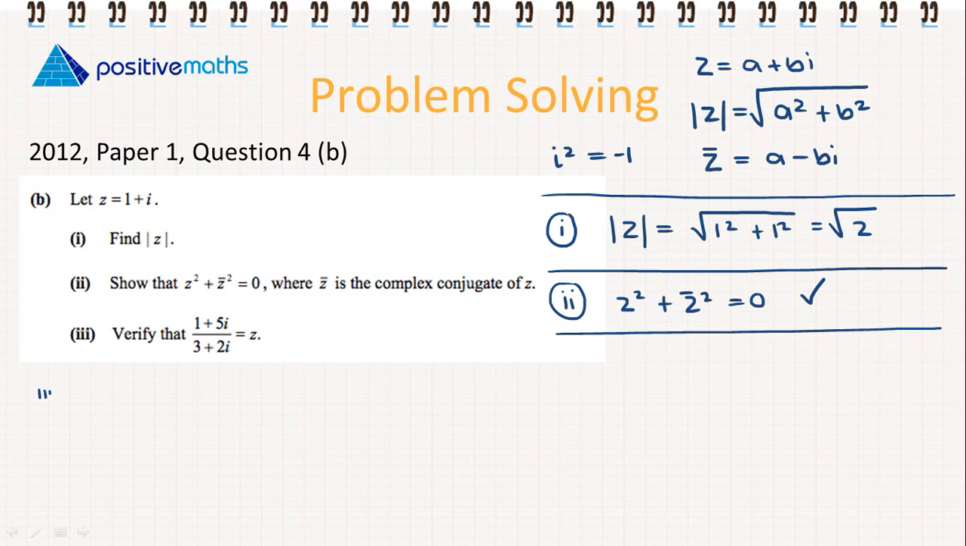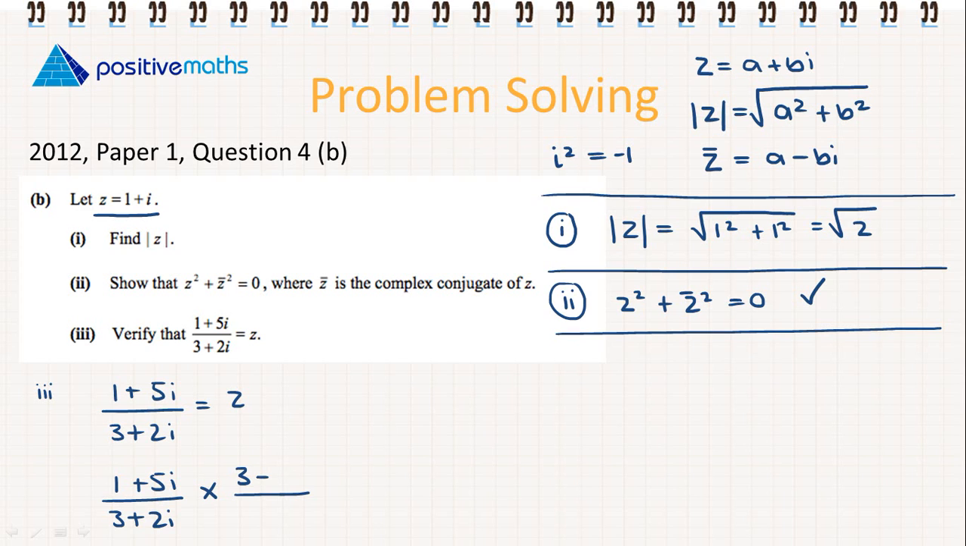So for part 3, they want us to verify that (1 plus 5i) over (3 plus 2i) is equal to z. What we want to remember then is z is equal to 1 plus i. So we have 1 plus 5i divided by 3 plus 2i. What we want to remember here is that in order to divide two complex numbers, we multiply the numerator and the denominator by the conjugate of the complex number on the bottom. So the conjugate of 3 plus 2i is 3 minus 2i.